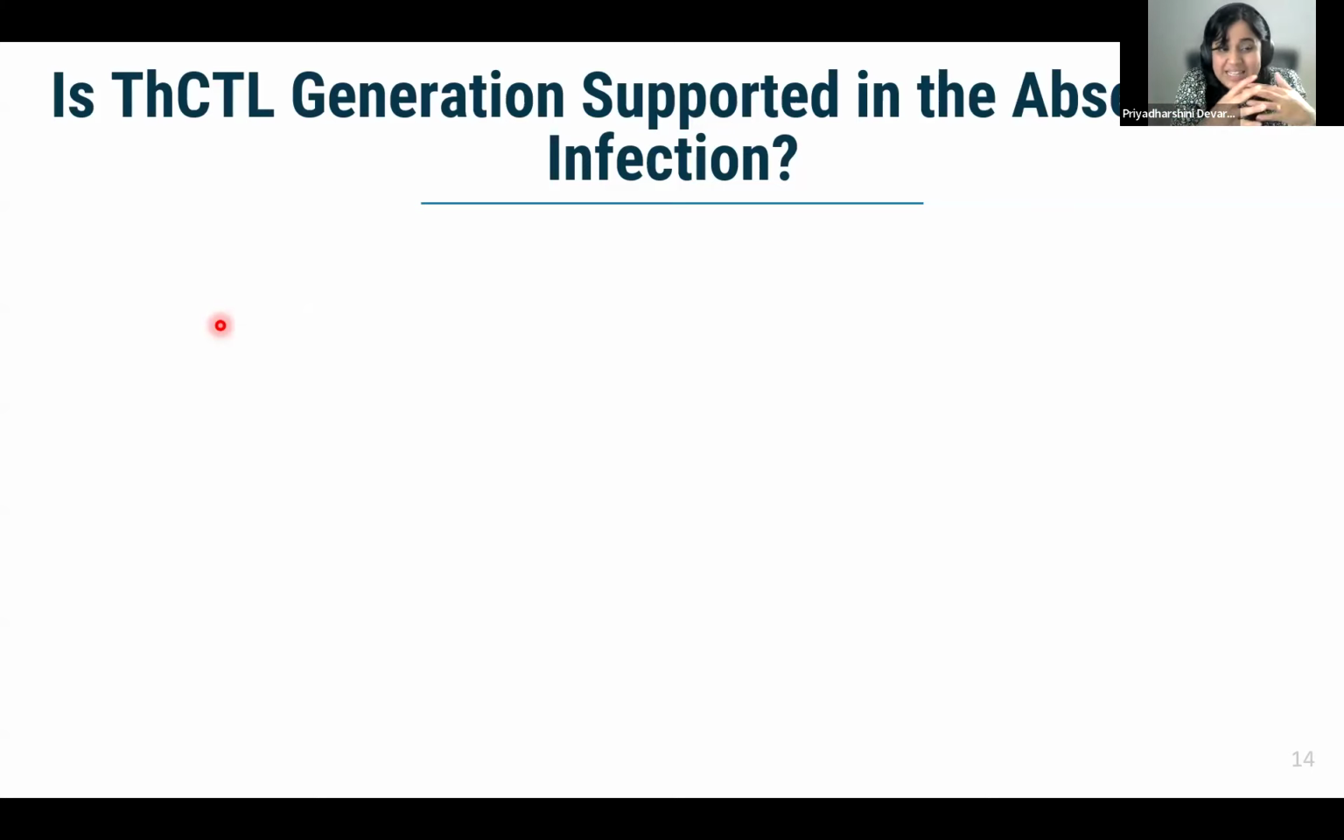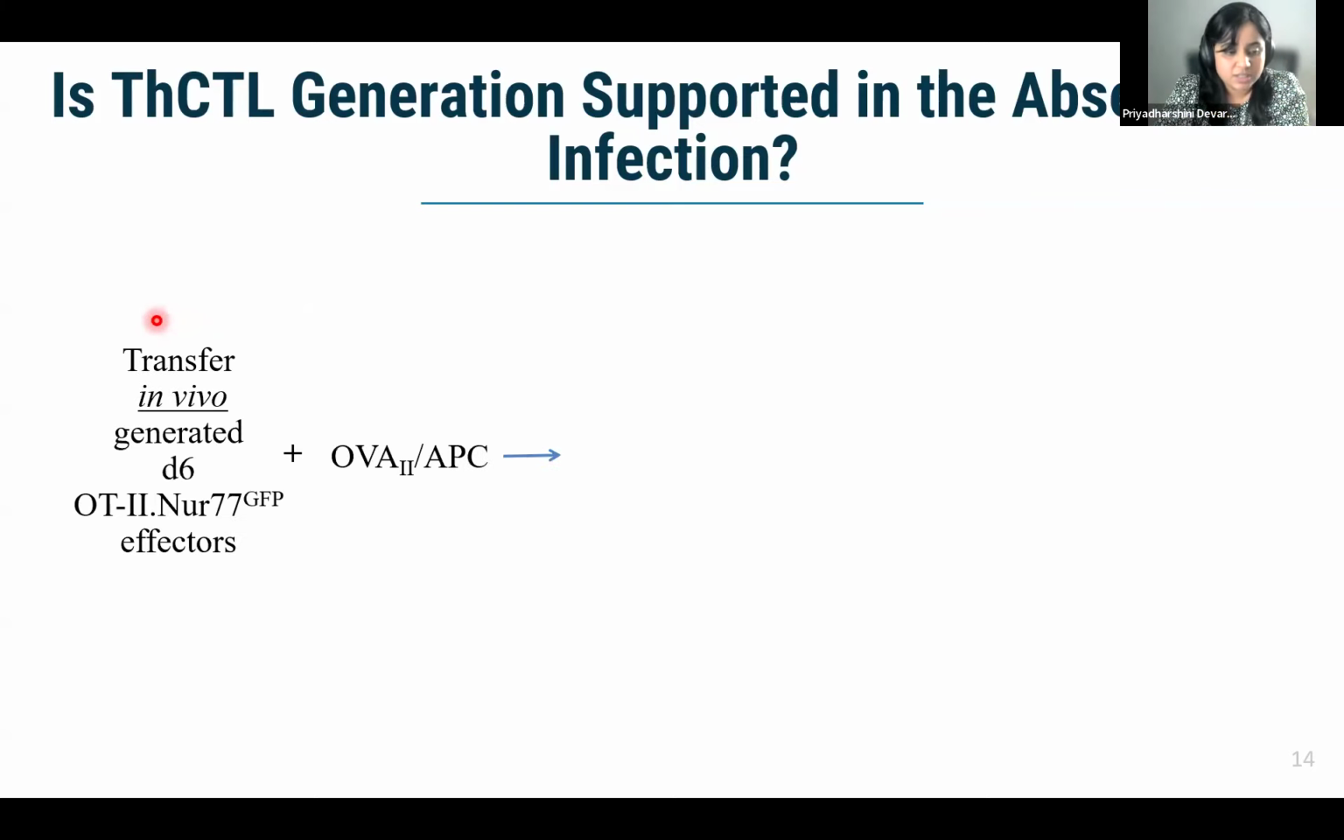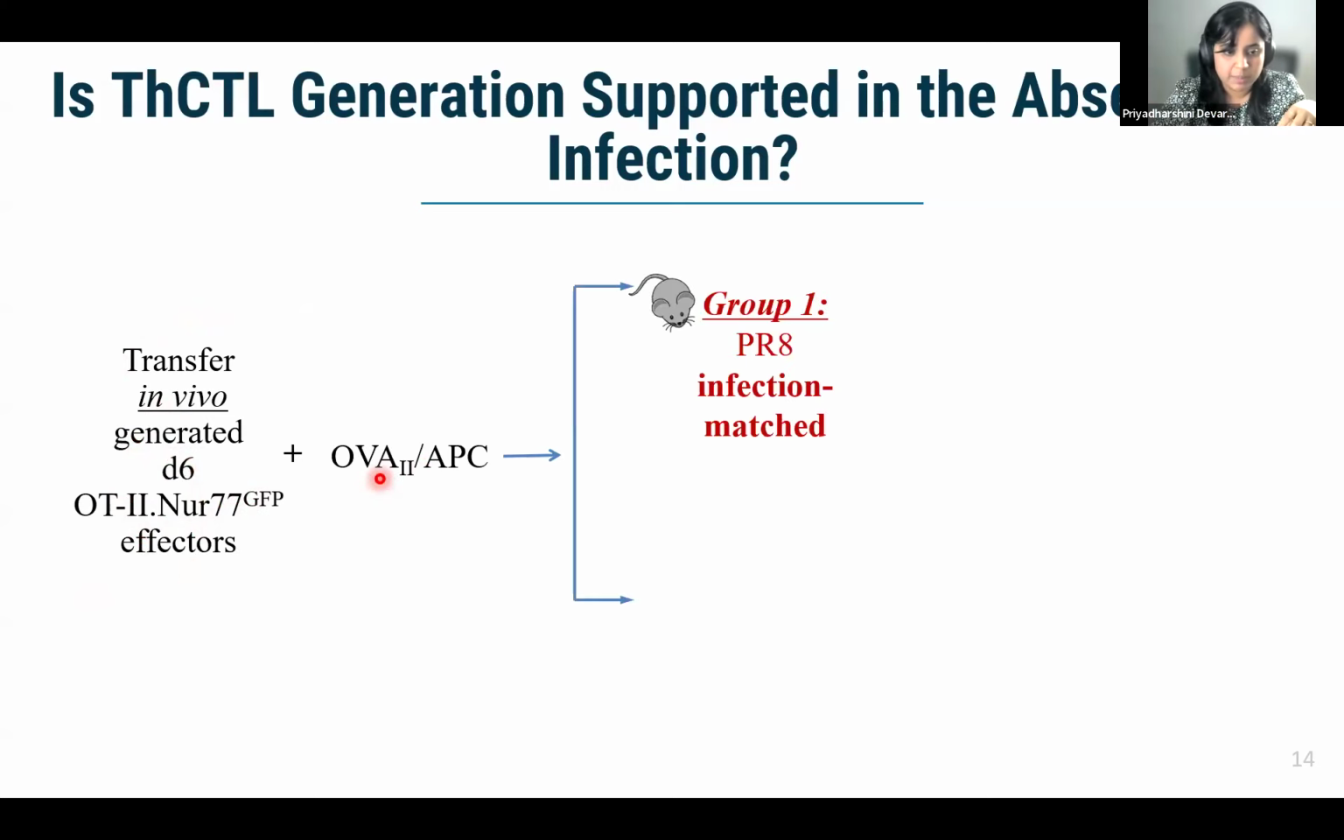Next, we asked, is there anything else that infection is providing other than just local antigen presentation? So to ask that question, we did the same experiment. We transferred OT2 effectors along with antigen into either infection-matched mice or uninfected mice. So the only difference between these two groups is the presence or the absence of infection. And we had controls showing that antigen was presented equivalently in the lungs of both of these groups of mice.